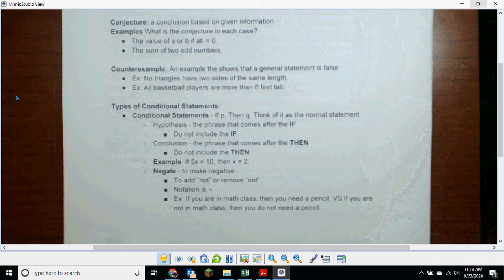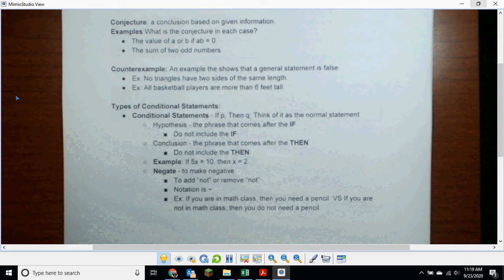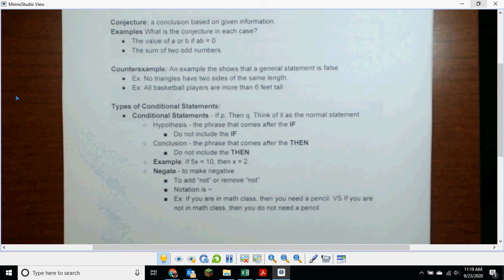All right, so if the statement was no triangles have two sides of the same length, you could say that is false because isosceles triangles have two sides the same length, and the third side may or may not be the same length. All basketball players are more than 6 feet tall. That is false because back in my day, there was a player named Spud Webb who was 5'4", and he won the slam dunk championship. He could really jump. So all basketball players are not more than 6 feet tall.